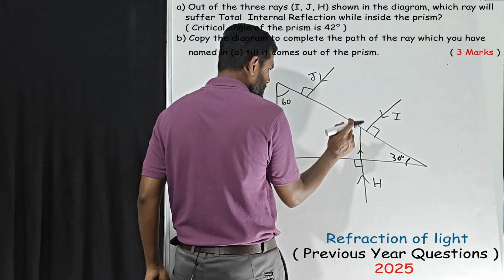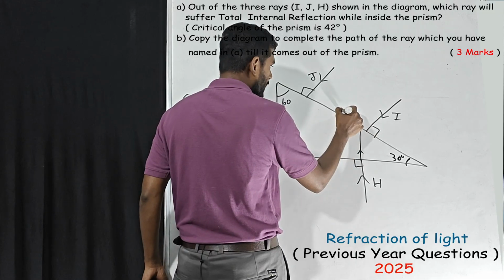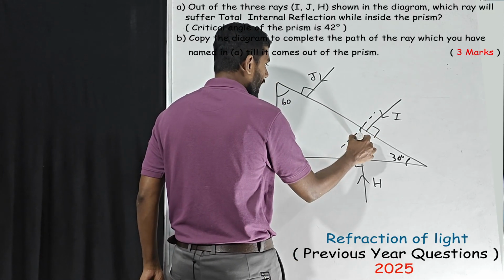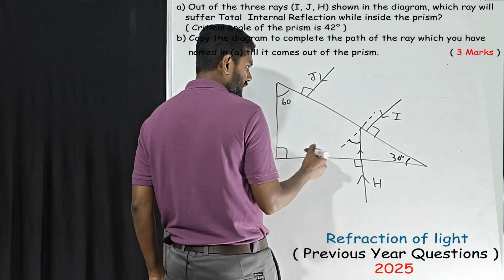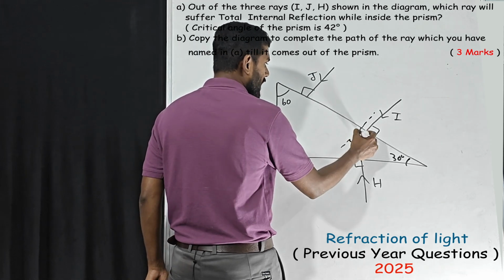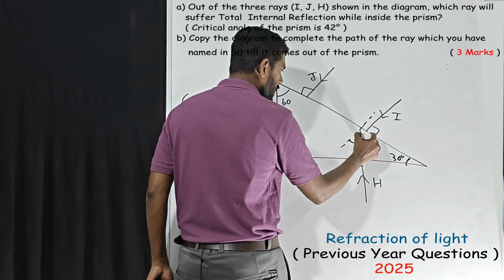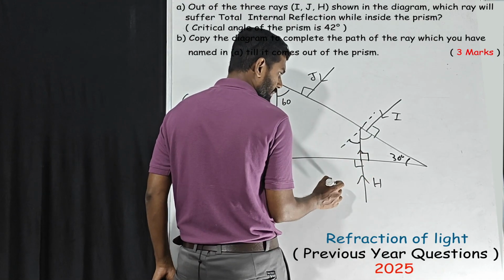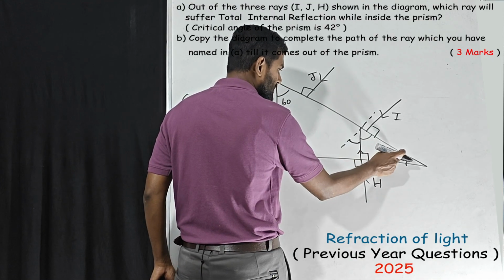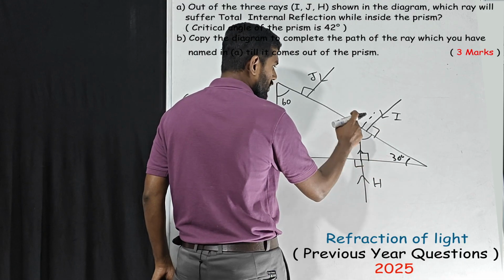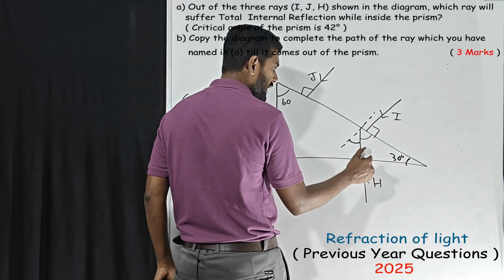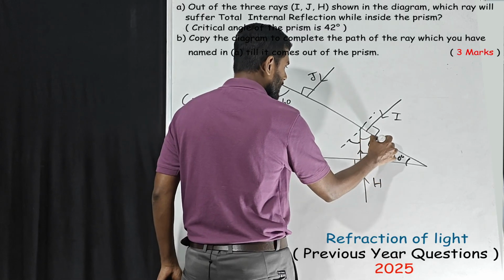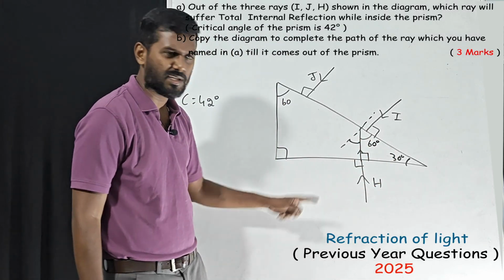Once it is passed, now we have to keep the protractor and draw the normal. This angle we want, because this is the angle of incidence. So to find this angle, we need to know this angle. See, this is 90 degrees. This is 30. So 90 plus 30, 120. The total angle of a triangle is 180. So out of 180, 120 is these two angles. This will be 60 degrees.